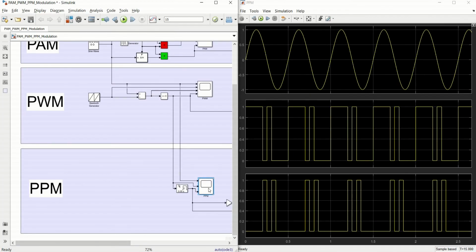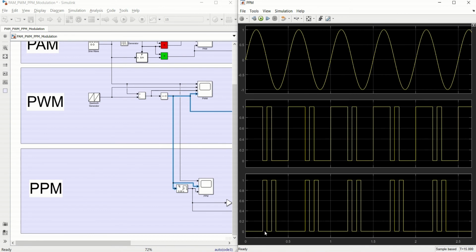In this scope of PPM, the first signal is the message signal, which is this one. The second is the PWM, which is this signal, and from the falling edge of this signal we have a pulse of duration 0.05 second, which basically yields a PPM signal. Note that we have two pulses within this 0.5 seconds, so each pulse has a time period of 0.25, and the position of the first pulse is very near to the terminal point, that is around 0.